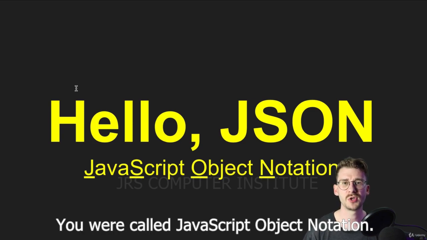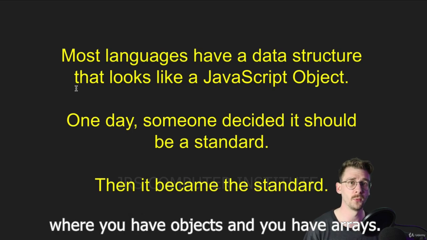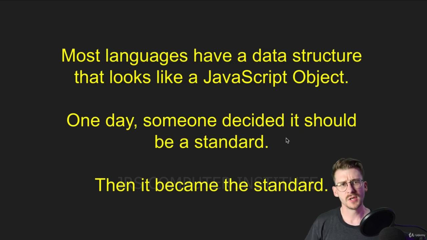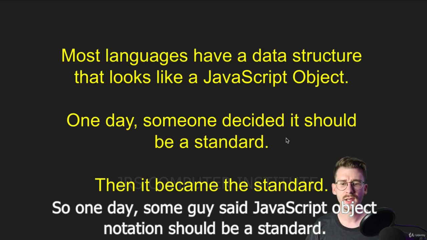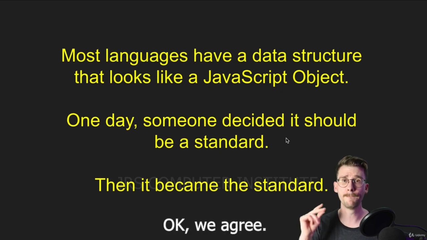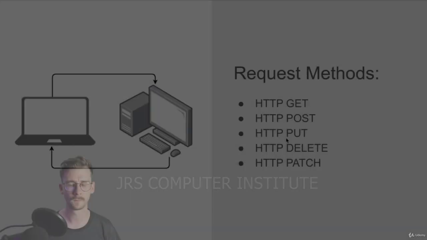Again, you were called JavaScript object notation. Now, again, most languages have a data structure that looks something like JavaScript object notation, where you have objects and you have arrays, and it's a key value pair. They look very, very similar across most languages. So one day, some guy said, JavaScript object notation should be a standard. So he made a website and the internet said, wow, this is good. Okay, we agree. And boom, just like that, JSON was born.